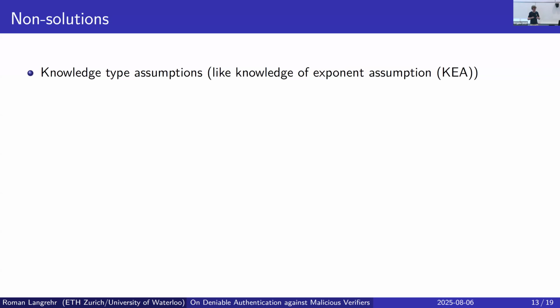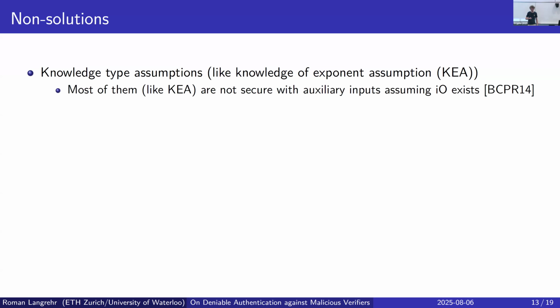Now, before I describe our solution, I want to start with a few ideas how to construct this that don't work. I think one natural idea is to use a knowledge type assumption. These are assumptions that guarantee if you generate a certain element, then you could, with your random coins, also generate something else. A famous example of this is the knowledge of exponent assumption. However, most of these, like the knowledge of exponent assumption, are not secure when you add these auxiliary inputs that we need in our model.